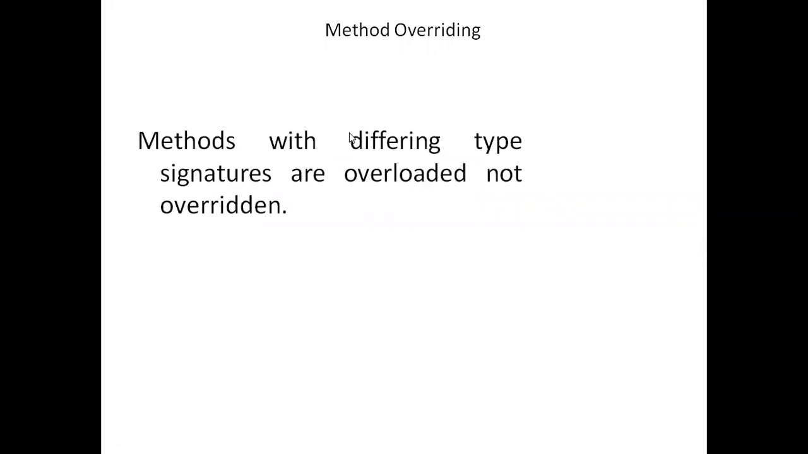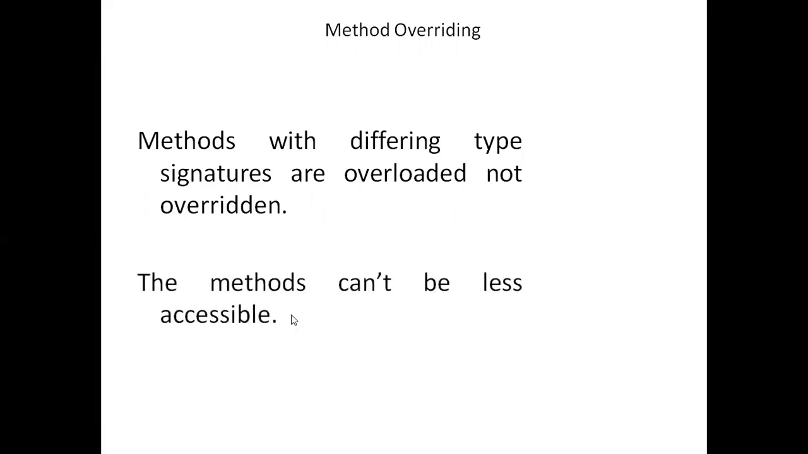And the rule when we are doing method overriding is always remember that the signatures must be the same. Methods with differing type signatures are overloaded, not overridden. We should remember this. So that is the example we have shown there. When I passed an extra parameter there, then those methods are overloaded, not overridden. The methods can't be less accessible. What does this mean? We will also see an example on that.